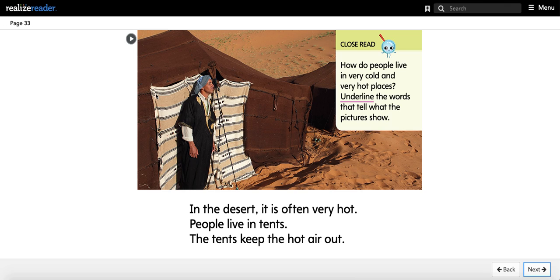Yes, they use tents to keep the hot air out. The text makes a connection because it says that. The tents keep the hot air out. So the picture of the tent goes along with the word tent. So the author is making connections from the text to the pictures.